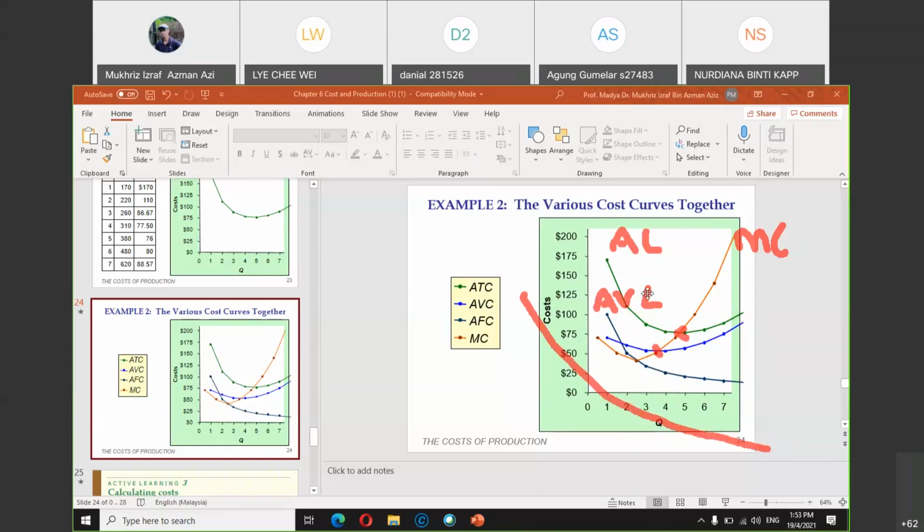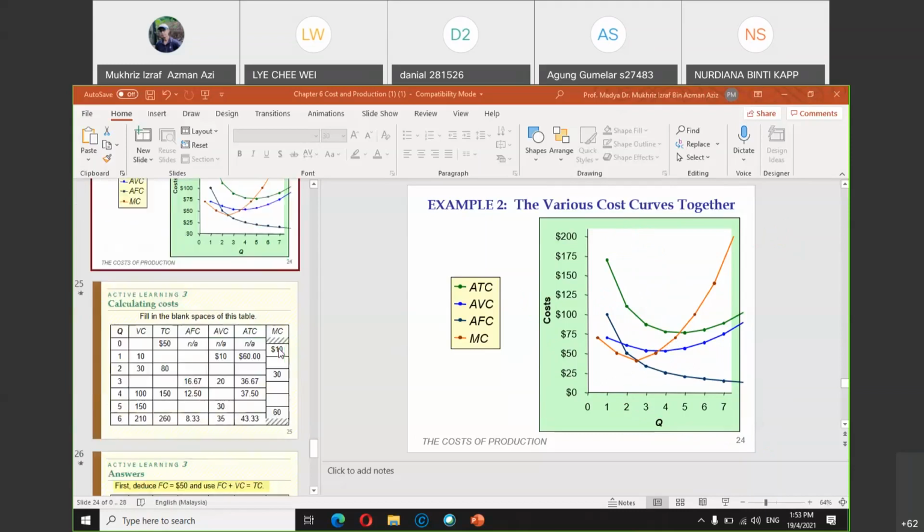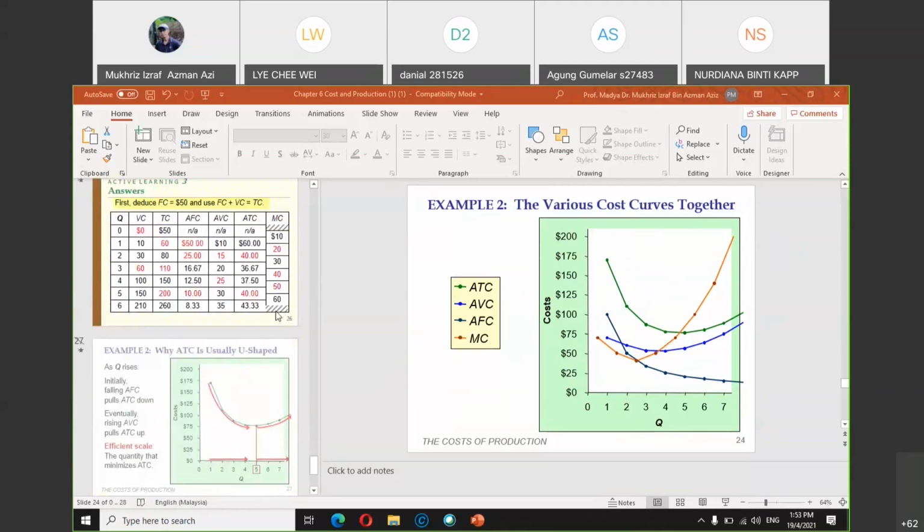So the point that I want you to focus on is between average cost and average variable cost, AC and AVC. Okay, MC will cut these two curves at its minimum point.